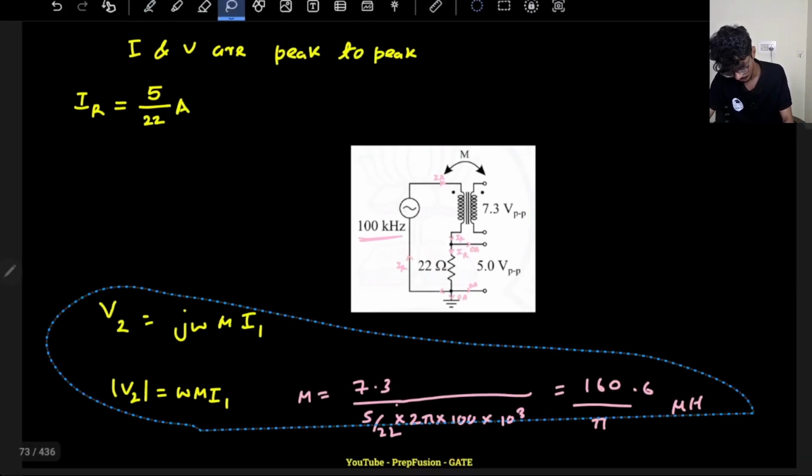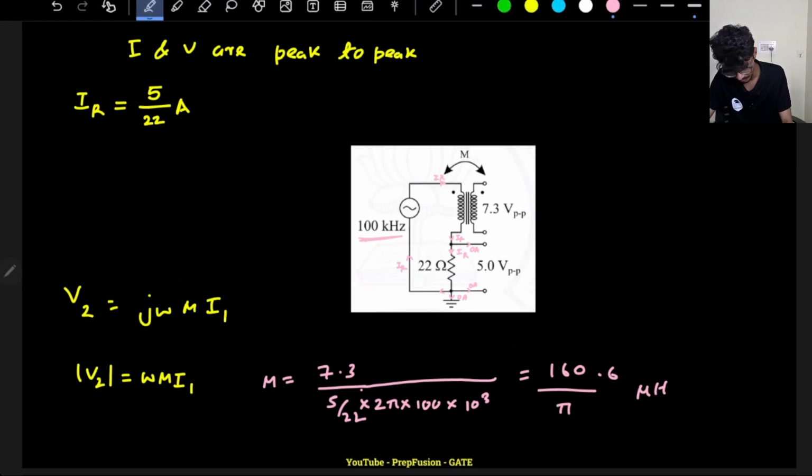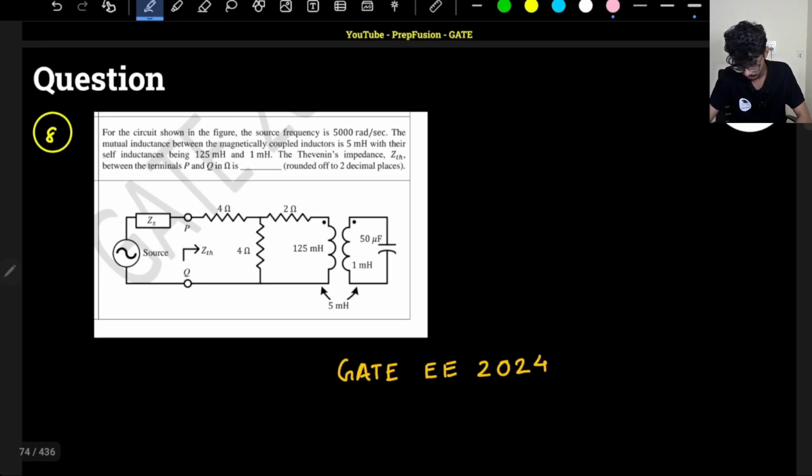So this will be 51.12 micro henry. This will be the answer of this question. Now let's move on to the next question.